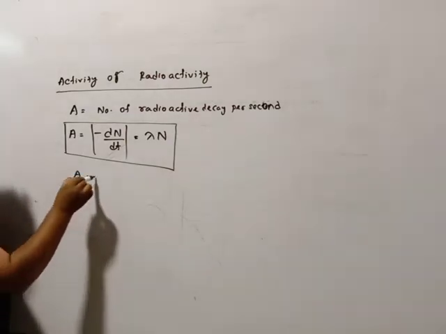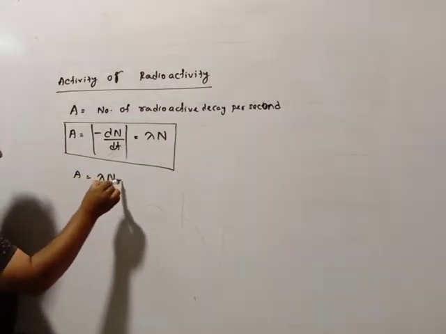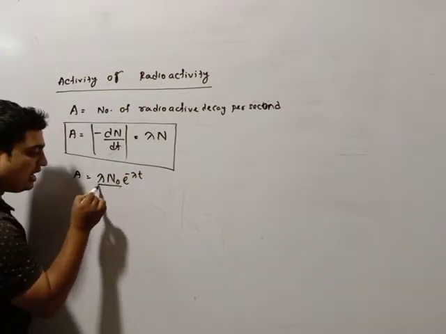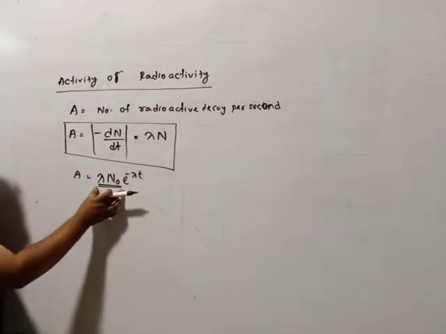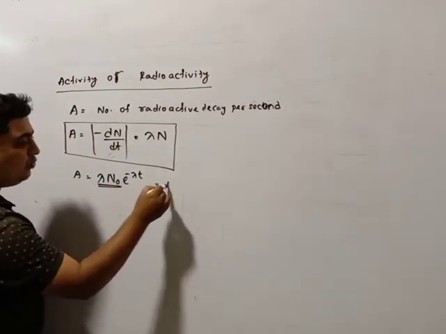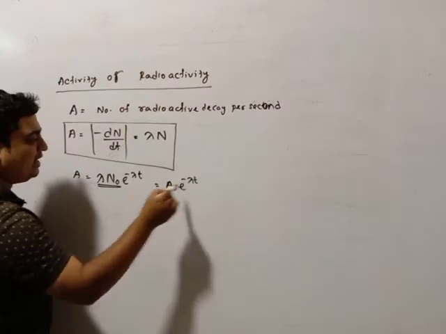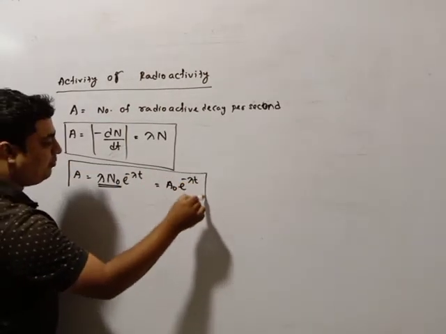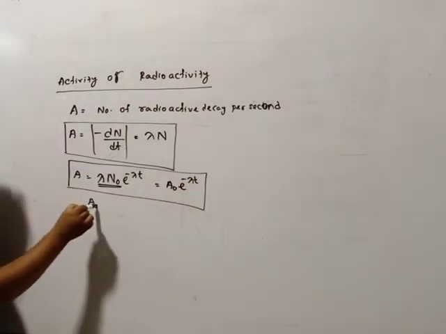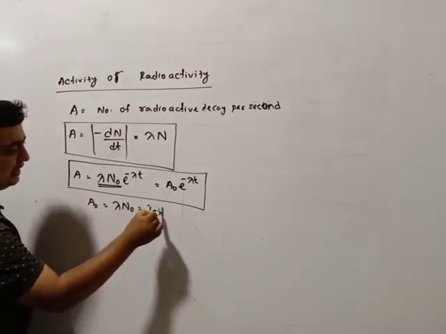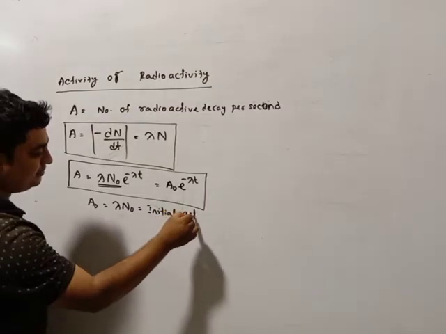Now, N equal to N naught e to the power minus lambda t. Now, lambda N naught is the initial activity. We can write it as A naught. So, A equal to A naught e to the power minus lambda t, with A naught equal to lambda N naught. This is called the initial activity.